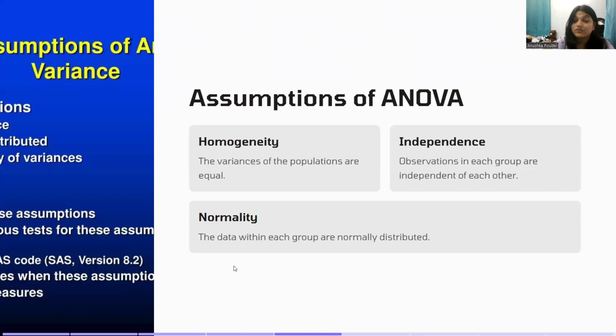Let's look at the assumptions of ANOVA. Homogeneity: the variances of the populations are equal. We need to assume that the groups we are working with are either drawn from the same population or have the same variance. Independence: observations in each group are independent of each other. Normality: the data within each group are normally distributed. So normal distribution plays an important role here.